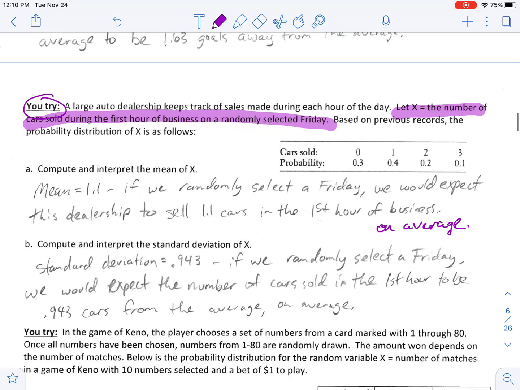Standard deviation, this is where you definitely would have had to do the lists, so might as well just do that right away, okay? You get 0.943. So again, if we randomly select a Friday, we would expect the number of cars sold in the first hour to be 0.943 cars from the average, on average.